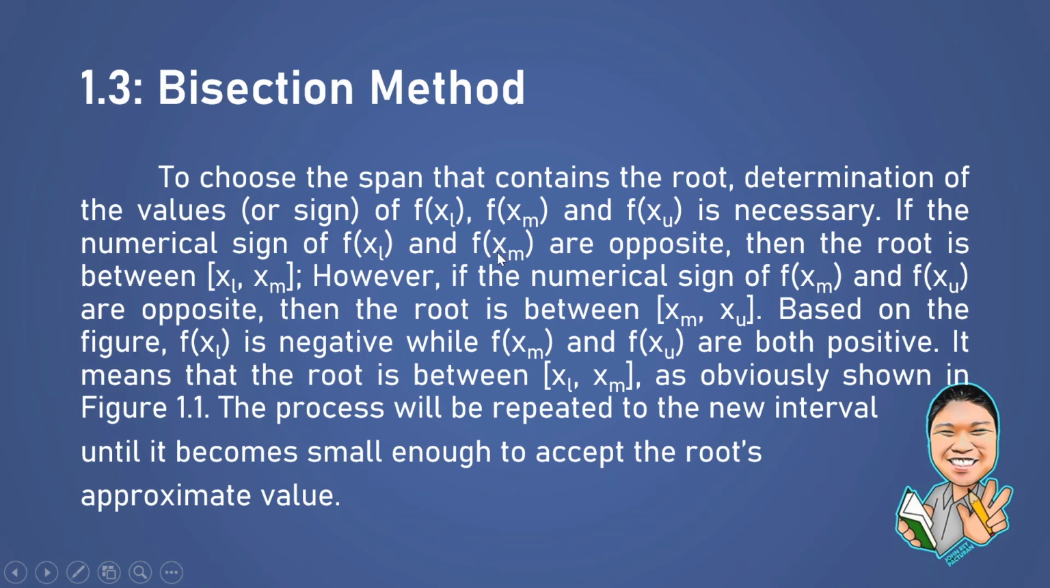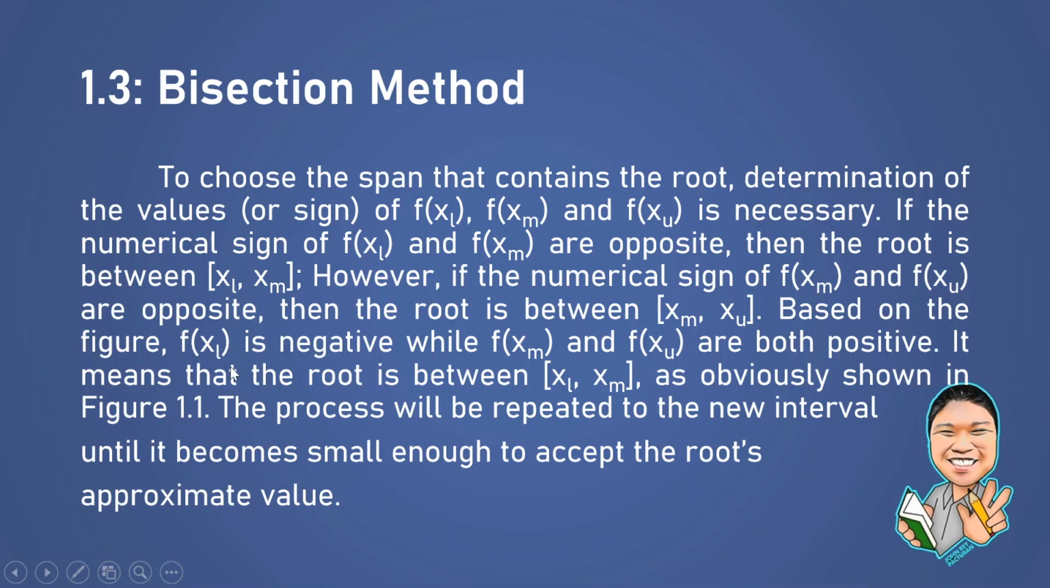So, to choose the span that contains the root, determination of the values or the numerical sign of f(xL), f(xM), and f(xU) is necessary. If the numerical sign of f(xL) and f(xM) are opposite, then the root is between these two. However, if the numerical sign between f(xM) and f(xU) are opposite, then the root is between xM and xU.